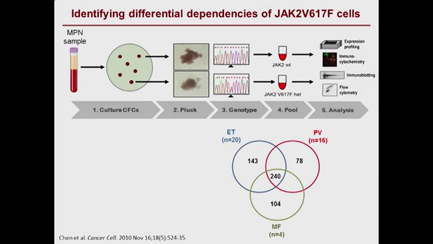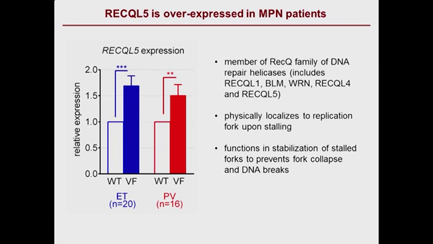So we interrogated this data set to look for genes that were differentially expressed in JAK2 mutant cells as compared to wild type cells. We were interested when we pulled out this gene, RECQL5, which we found to be differentially expressed in the JAK2 mutant cells as compared to the wild type cells across all three disease phenotypes, PV, ET, and MF. Here is a qPCR validation of this finding in the ET and PV patients. We found increased expression of RECQL5 in VF as compared to wild type cells.